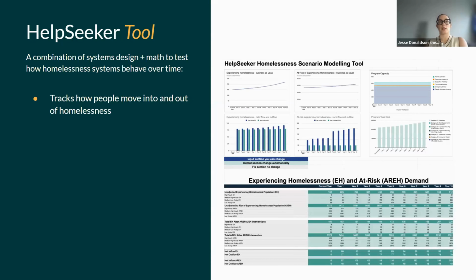What it does is track how people move in and out of homelessness. It also tests the effect of different program type scales and mixes. Because we built it in this flexible way, you can apply any definition of homelessness you want. You can add any program you want in here, as long as you understand the rules and the assumptions of how that program works and how it interacts with the system. And of course, that's D&I's expertise to the communities we work with, our partners, to make sure your system is accurately reflected in this.